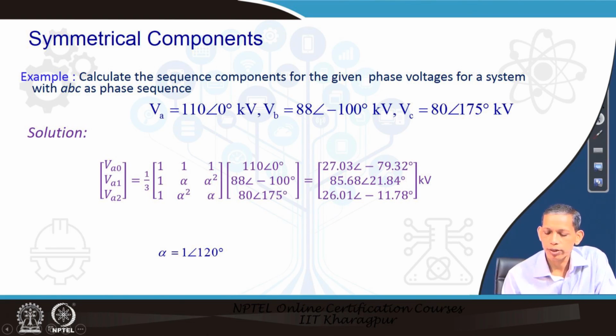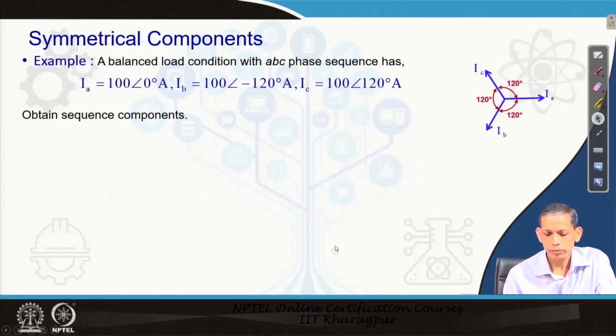Now, what you see here is that for this unbalanced situation the magnitudes of VA0, VA1 and VA2 are different, and they have their own phasor positions on the phasor diagram plot also. So this clearly shows how to compute the corresponding sequence components from the phase quantities.